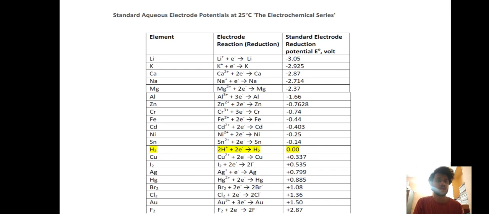Fe plus 2 electrons, Cd plus 2 electrons, Ni plus 2 electrons, Sn plus 2 electrons, H2. 2H plus plus 2 electrons give rise to H2, where the standard electrode reduction potential is 0. Cu plus 2 electrons gives Cu, 0.337, where the reduction potential becomes positive. I2, Ag, Hg, Br2, Cl2, Au and F2 all have positive standard electrode reduction potential values in volts.